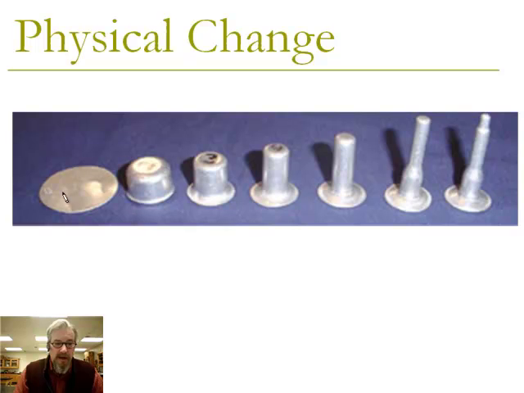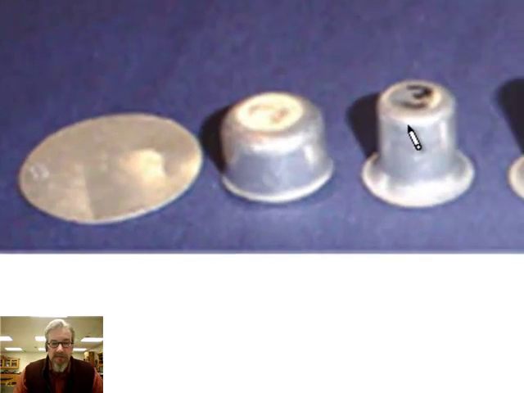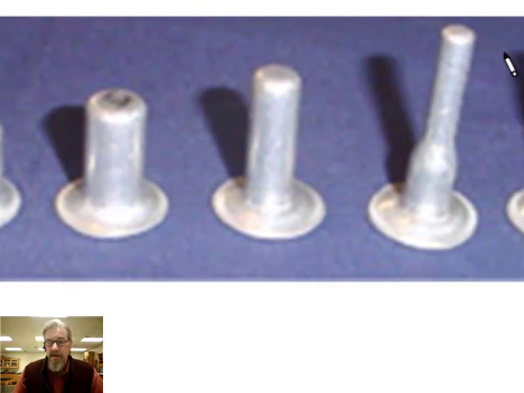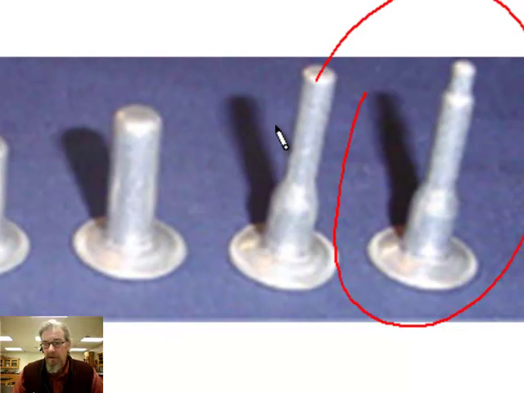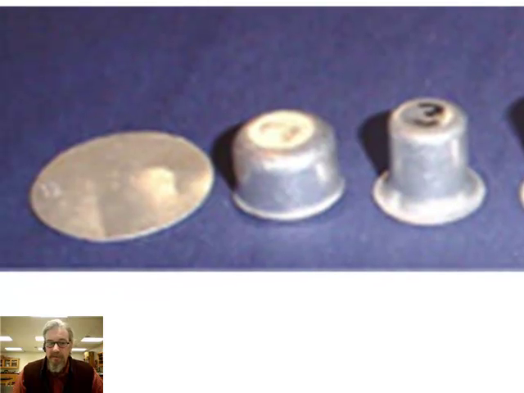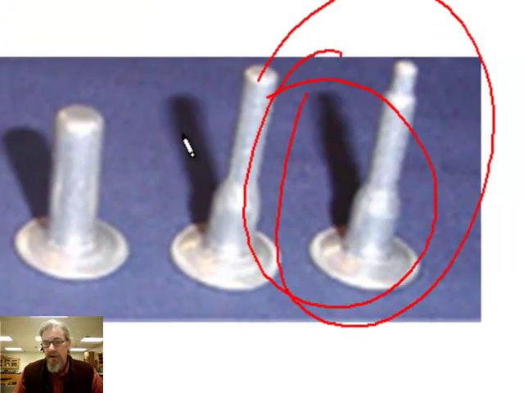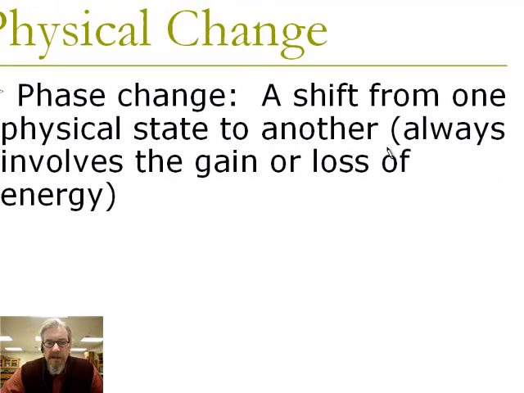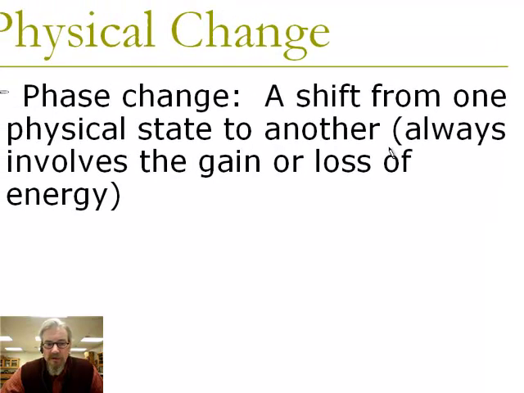You start out with this blank, flat piece of aluminum, and after going through several steps of manufacture, you end up with this part that's been stretched out from the aluminum because it's ductile and it's malleable. Before you started this process, it was aluminum. After you started the process, it's still aluminum, and so that was a physical change. A phase change is an example of a physical change. It's a shift from one physical state to another.